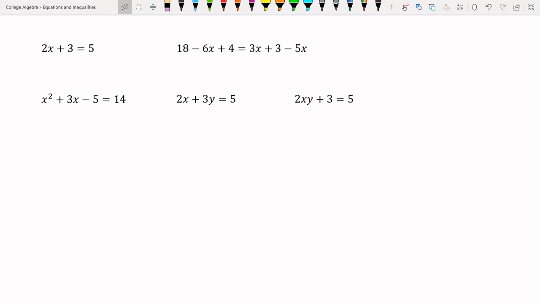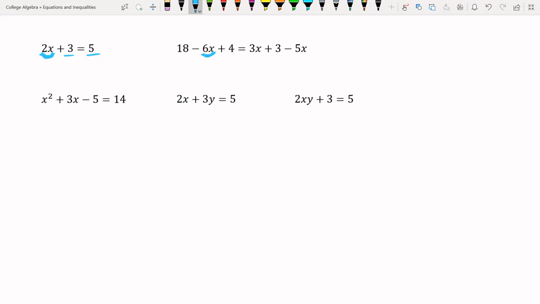A linear equation is one that has the variable by itself or with a coefficient. Which of these 5 equations are linear? Well, this one has a variable by itself, with a coefficient, but nothing else. And those are just numbers. So that means that one is linear.